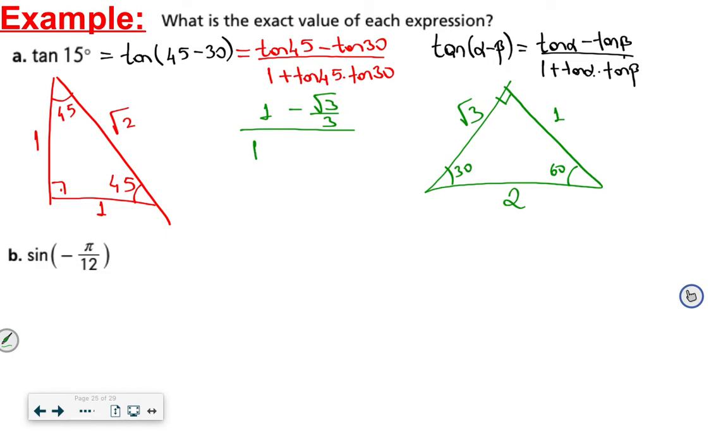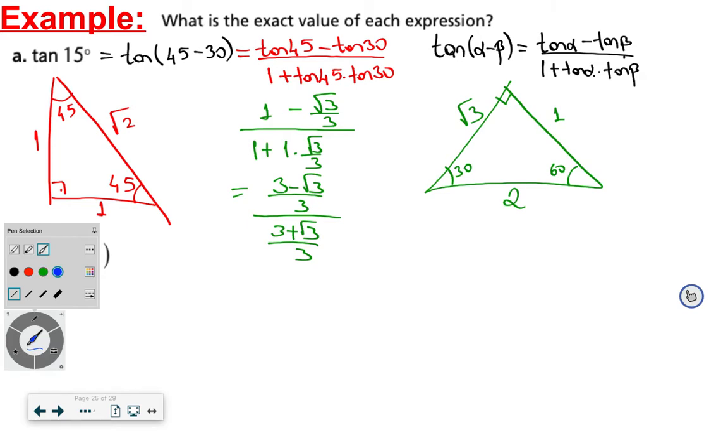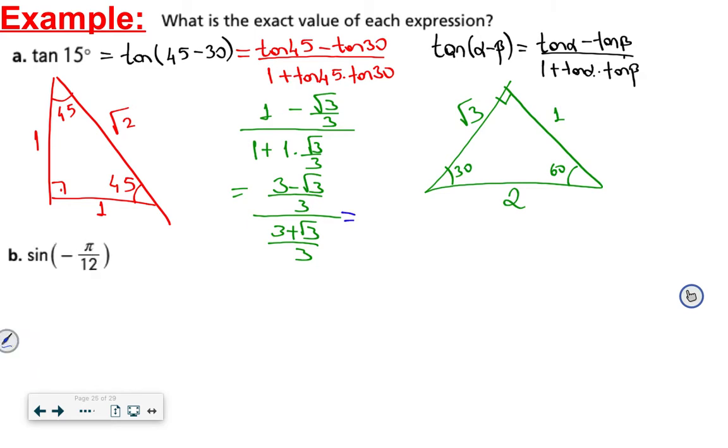Over 1 plus 1 times radical 3 over 3. If you simplify this, you will get 3 minus radical 3 over 3 over 3 plus radical 3 over 3. If we use keep, change, flip, you will get 3 minus radical 3 over 3 times, flip the denominator, 3 over 3 plus radical 3. If we simplify this, the answer is going to be 3 minus radical 3 over 3 plus radical 3.